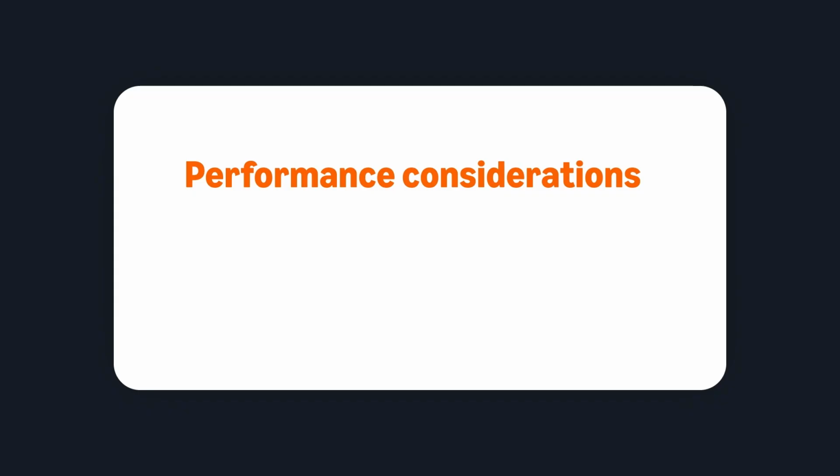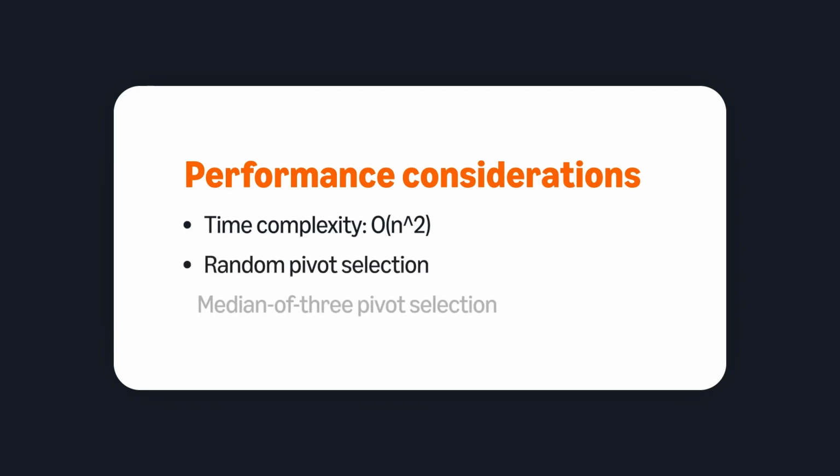While quicksort is usually efficient, its worst-case time complexity can degrade to O of n squared when poor pivot choices are made. However, this can be mitigated by choosing a pivot wisely, such as a random pivot or using the median of 3 method. You'll learn about these methods in more detail later.